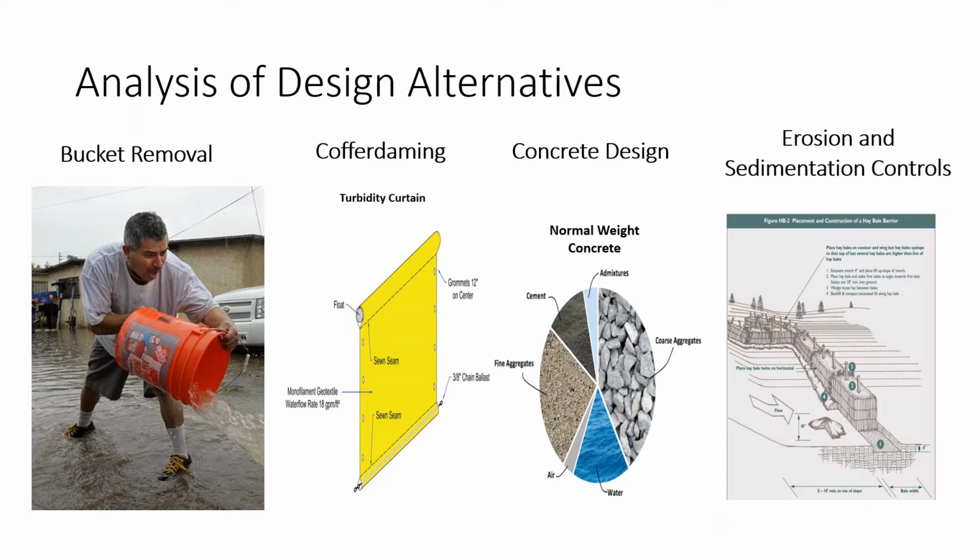And then lastly, for our concrete design, the main portion of this project is to prevent scour moving forward and to create a new foundation for the arch bridge. And so using a normal weight concrete was determined as an alternative. Using this normal weight concrete, we would have basically the same effects of what is currently happening, in that the scour would continue to grow and grow, and the foundation would just become unstable for a longer period of time. And those are our design alternatives.